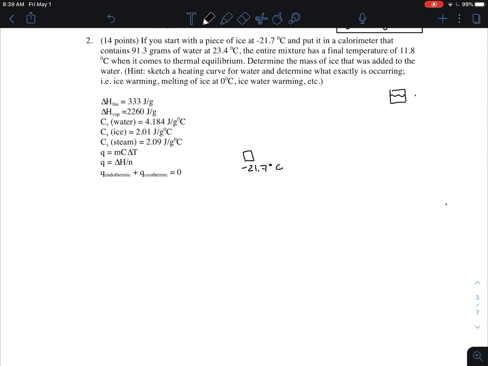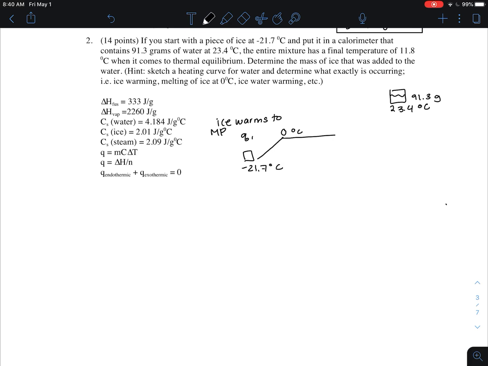ice cube, right? And this ice cube is at negative 21.7 degrees Celsius, and it's added to this cup of water where we have the mass to be 91.3 grams, and that water is at 23.4. So I know that when I put something cold and something warm, it's going to melt and there's going to be a change of heat going on. However, ice doesn't just melt. The melting point of ice is 0, so I know first I have to reach 0 degrees Celsius, which means that my first heat is the ice warms to melting point.